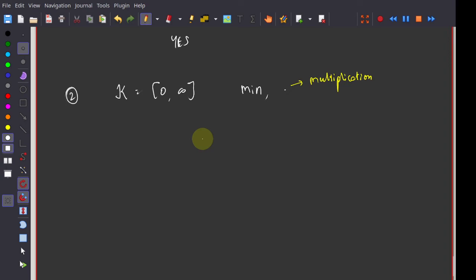Is the min operator commutative? It is. Min of a comma b is min of b comma a. Is it associative? The min of a comma b comma c is the minimum element, so it doesn't matter whether it's abc or cba or cab. Right? Okay. Is there an identity element?